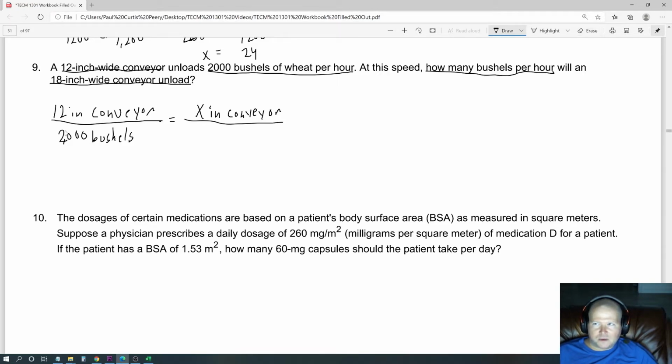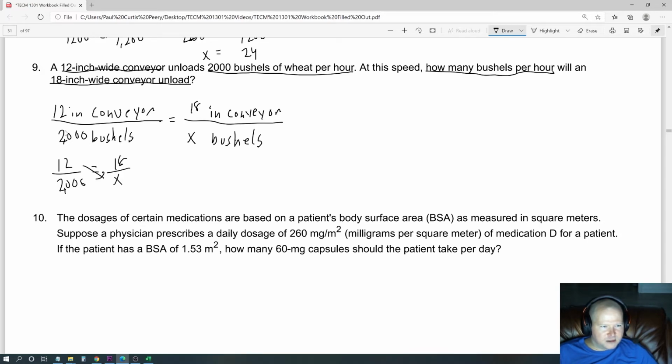So that's backwards. All right. So we have the 18-inch conveyor here, and then we have the unknown number of bushels on the bottom. At this point, we've set everything up correctly. So we have 12 over 2,000 is equal to 18 over x.